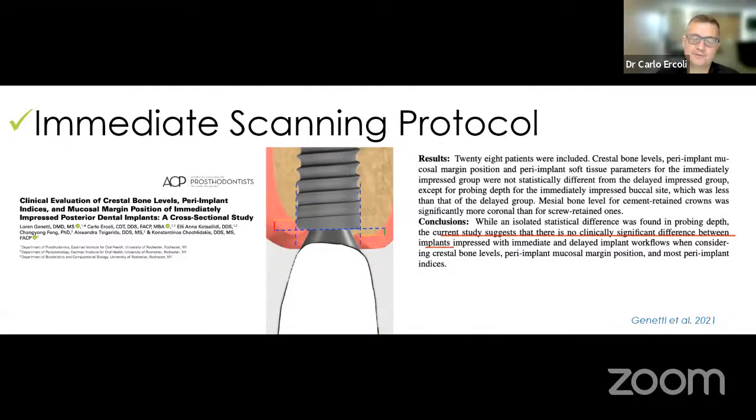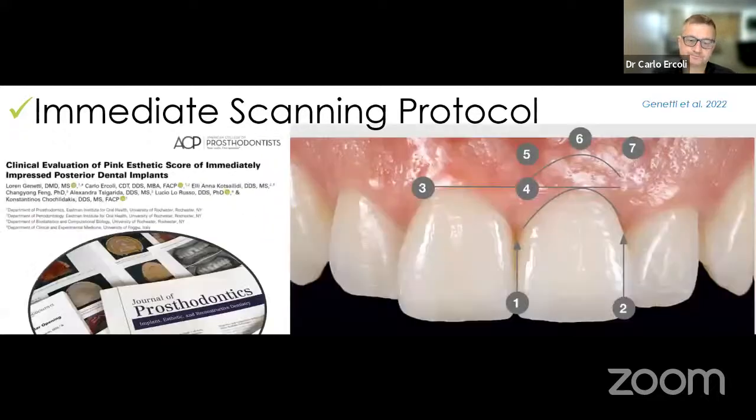And if you look at this from a health standpoint, from a bone level standpoint, there is basically no difference when you compare crowns that have been restored with this immediate scanning protocol versus crowns that have been fabricated after the soft tissue healed by taking an impression at that time. So the two techniques are exactly the same, but one is much more efficient and certainly shortens the treatment time that you have with your patients.